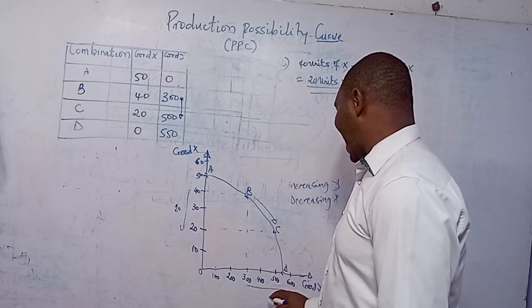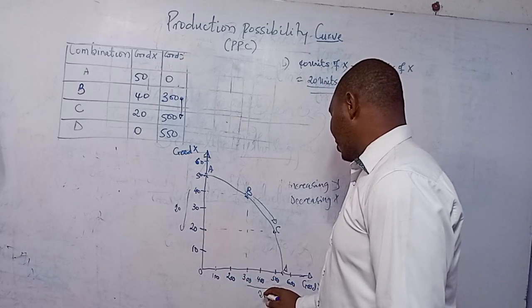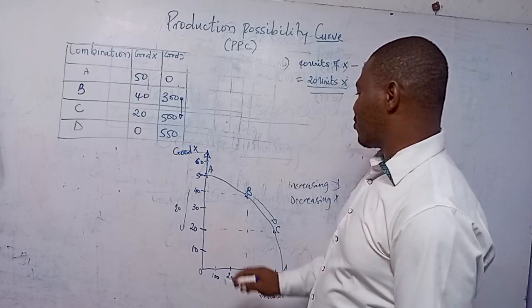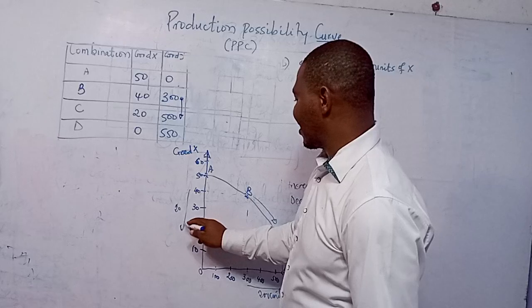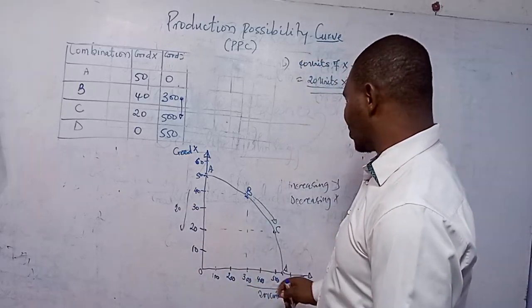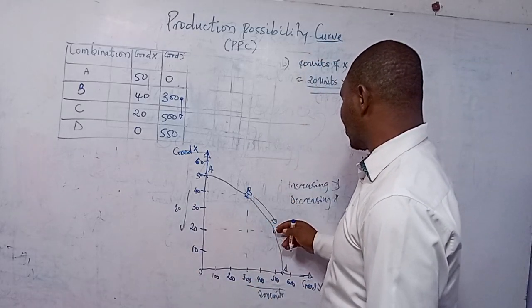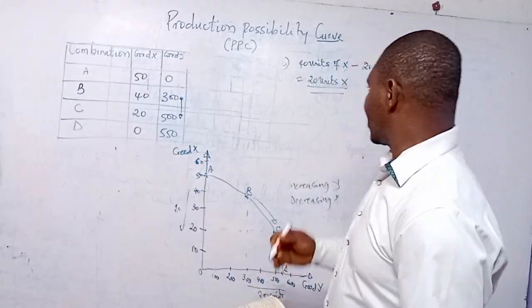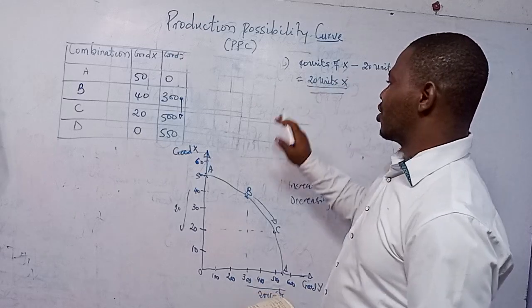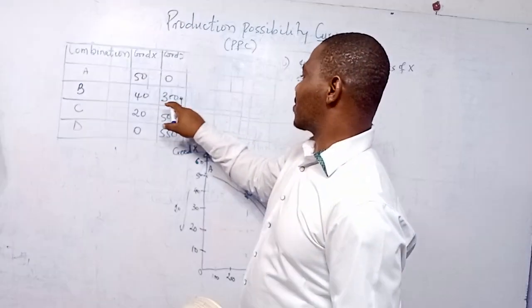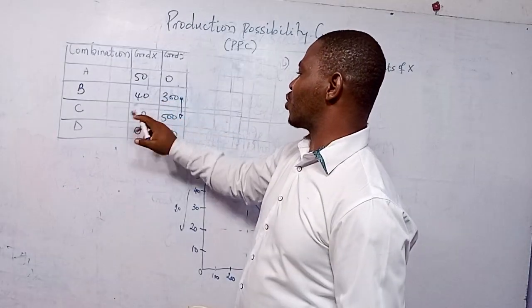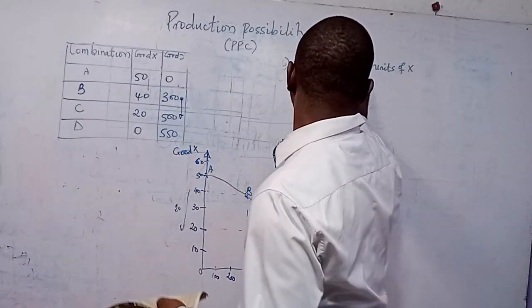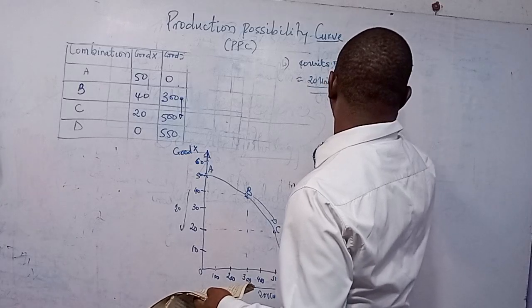I've increased this one by 200 units, right? 200 units, and I've reduced this one by 20 units. So that's the opportunity cost of moving from point B to C. So that is the question. So the answer is simple, 20 units, because when you are moving from 300 to 500, you are reducing 20 units of good X.